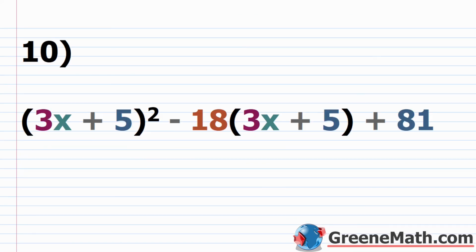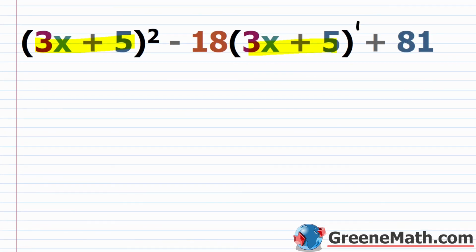Okay, let's look at problem number 10. This will be the final problem for this practice test. So we have 3x plus 5, this quantity squared, minus 18 times the quantity 3x plus 5 plus 81. So just like the last problem, we're going to let u be equal to this 3x plus 5. Again, this exponent here is a 1, this exponent is a 2, so this guy is double that of this guy, so this is quadratic in form. So to make this clear, let u be equal to this 3x plus 5.